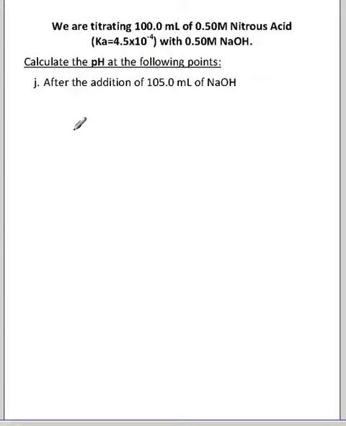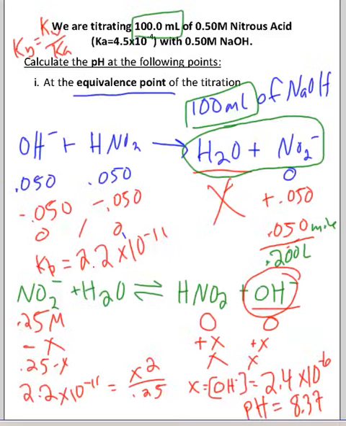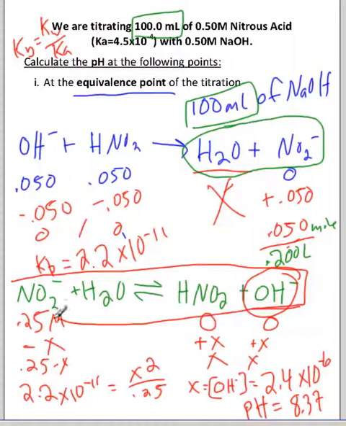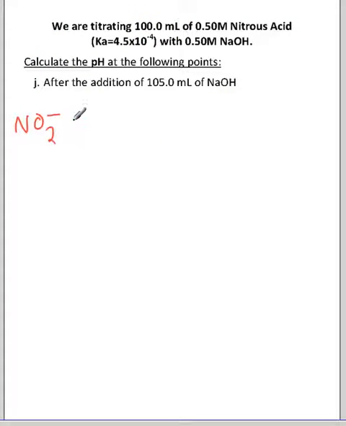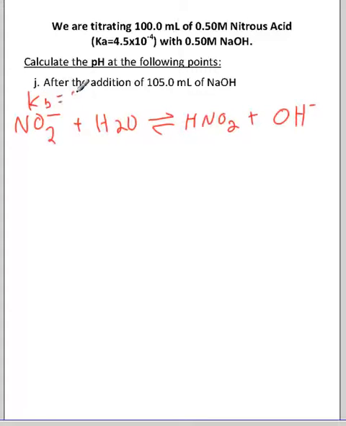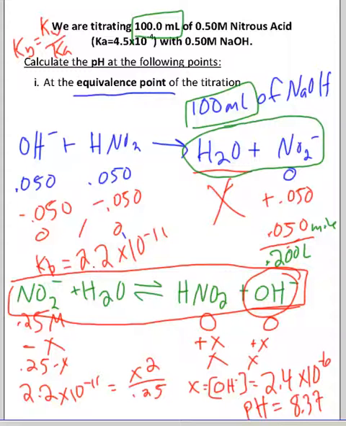Now, if we want to take the other guys into consideration, we definitely can, because in our last problem, at the equivalence point, we realized that we had salt hydrolysis and some OH ions were made. So let's take those into account and see how it changes our answer. NO2 minus plus water makes, in equilibrium, HNO2 plus OH minus. And again, we know the Kb from the last problem is 2.2 times 10 to the minus 11.